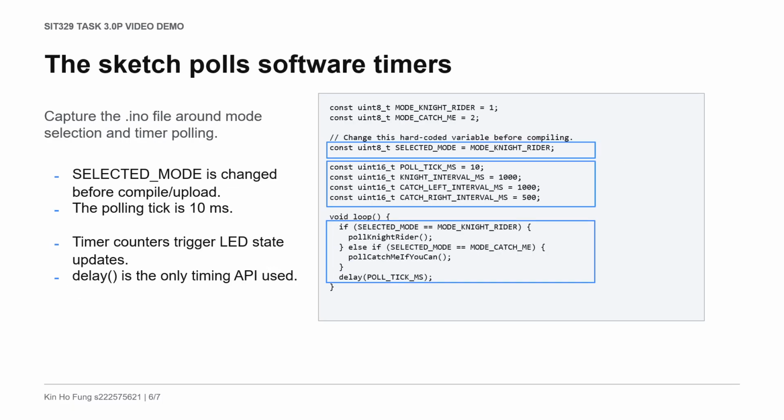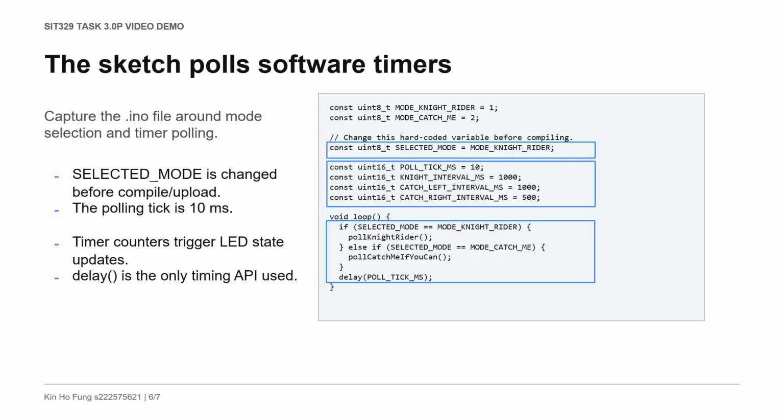This is the main Arduino sketch. The task requires the mode to be selected using a hard-coded variable before compilation. In the highlighted line, selected mode is currently set to mode Night Rider. To demonstrate mode 2, I change it to mode Catch Me and compile again.